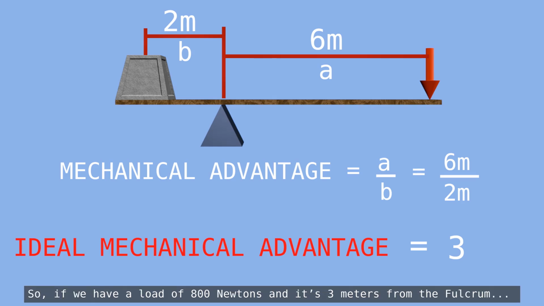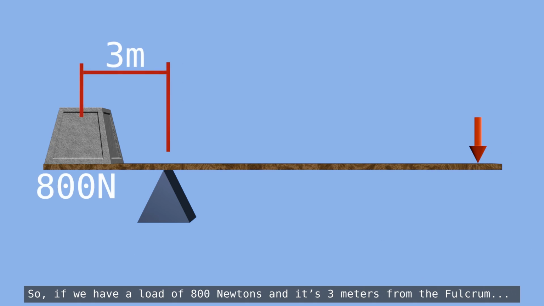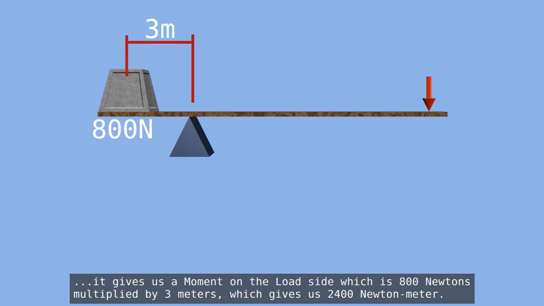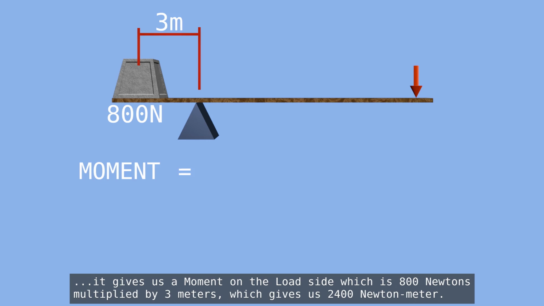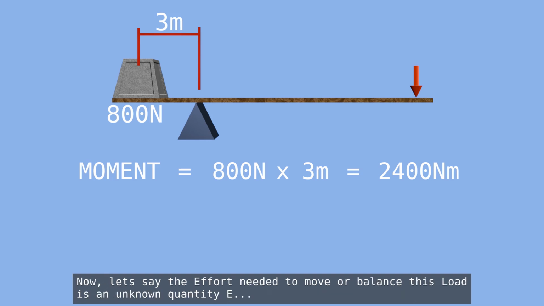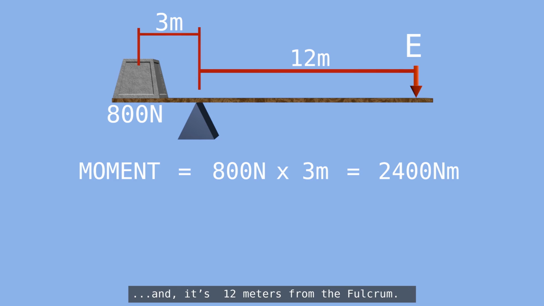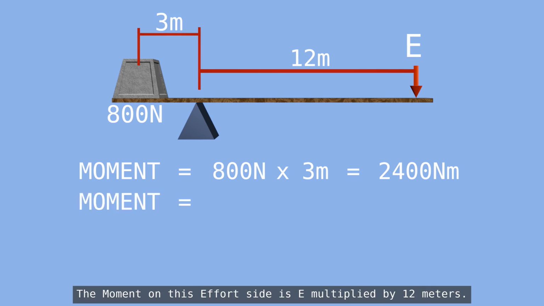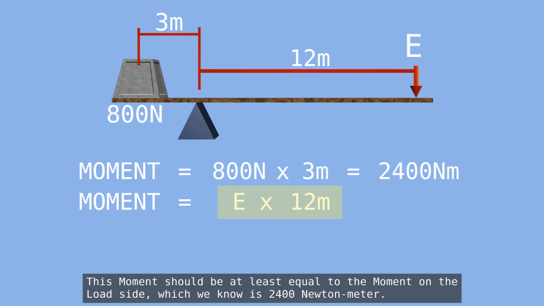So, if we have a load of 800 newtons and is 3 meters from the fulcrum, it gives us a moment on the load side which is 800 newtons multiplied by 3 meters, which gives us 2400 newton meter. Now, let's say the effort needed to move or balance this load is an unknown quantity E and it's 12 meters from the fulcrum. The moment on this effort side is E multiplied by 12 meters. This moment should be at least equal to the moment on the load side, which we know is 2,400 newton meter.